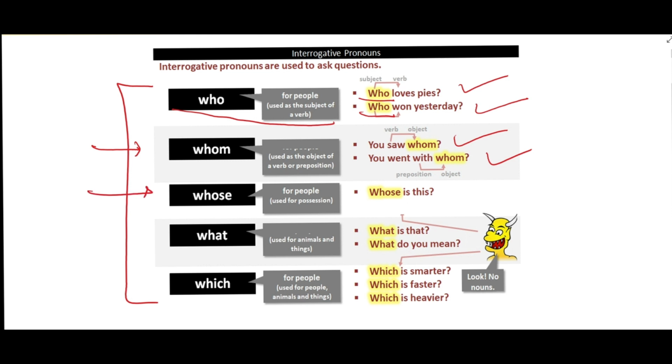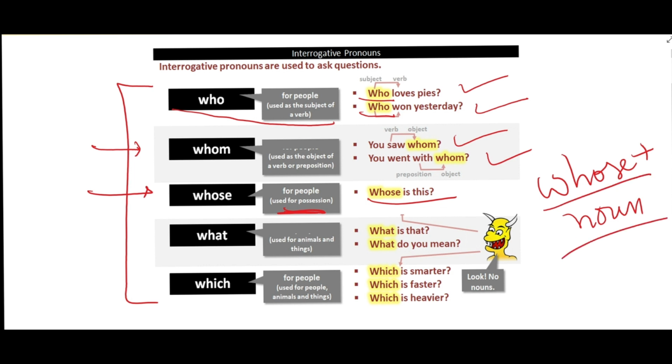Third is whose. This is also used for the people and especially for the position or the relation between the things. We can say, whose is this? Or we can also use whose plus noun, like whose laptop is this, whose phone is this, whose mobile is this. In this way we can use the word whose to ask questions with the help of whose plus noun as well.